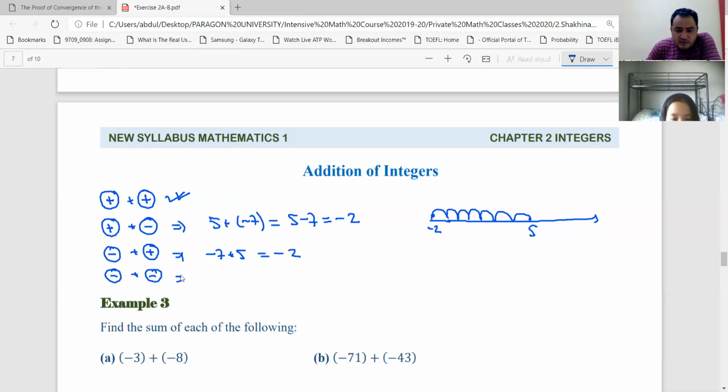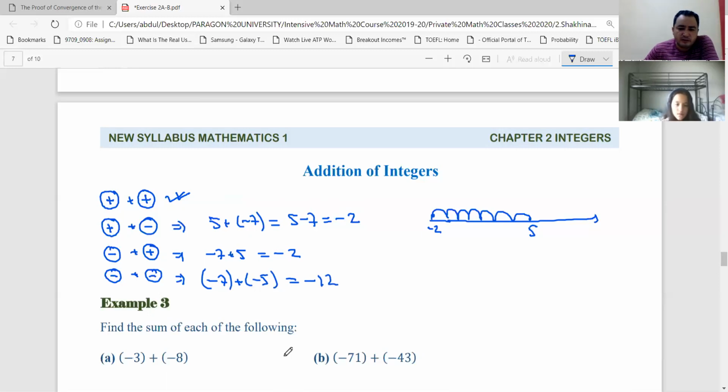And how about negative number plus negative number? If the signs are the same, we add. If the signs are opposite, then we subtract. So here we have, let's say, negative 5 plus negative 7. Two negative numbers, we just need to add. Minus 7 plus 5, it is 12.